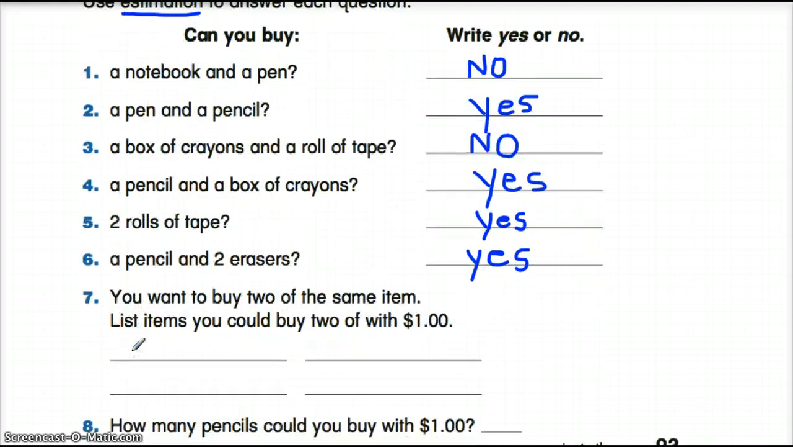Now here we go. This is where you get to jump in. You want to buy 2 of the same item. Remember when you bought 2 rolls of tape, so you had to add the tape plus the tape again? This is what you want to do. You want to buy 2 of the same item. List items you could buy 2 of with $1. So there's 4 blanks here. So you should be able to find 4 things.